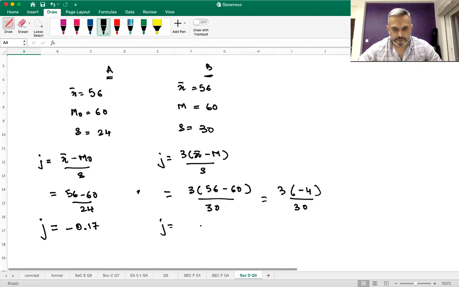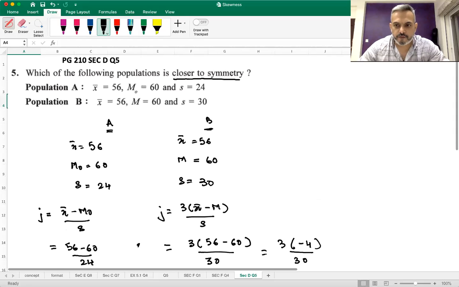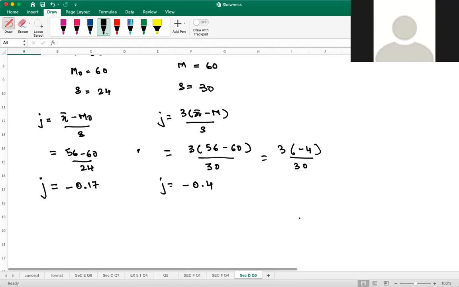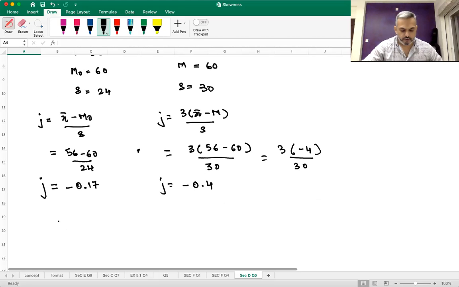0.4. So again negative minus 0.4. Now both are negative. Now which one is closer to symmetry? Which one is nearer to 0? So which one is nearer to 0? 0.17. Very good. 0.17 is nearer to 0.